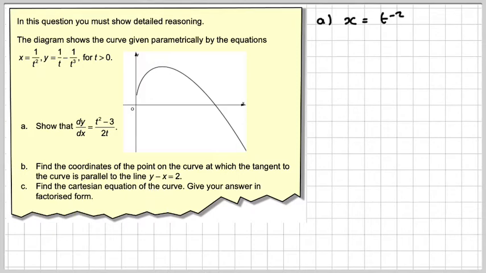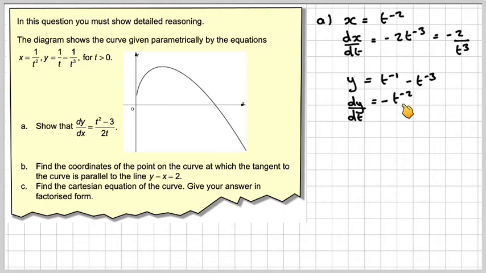Okay, so if x is equal to 1 over t squared, that means that x is equal to t to the minus 2. If we differentiate that with respect to t, we're going to get minus 2t to the minus 3, which we could write as minus 2 over t cubed. And then y is 1 over t, so it's t to the minus 1, and 1 over t cubed, so it's going to be minus t to the minus 3.